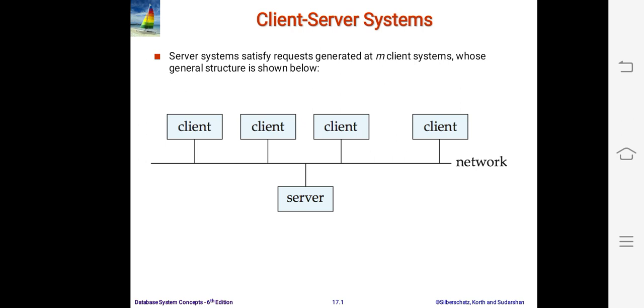Then another system architecture is the client server system. We know that there is a server and different clients can interact with the server, or there are different clients which demand services from the servers. Server systems satisfy the requests generated at M client systems, whose general structure is shown below. We have a common network, we have only a single server, and to that single server different clients are connected, and these clients get the services from this single server, and this communication happens through the network.